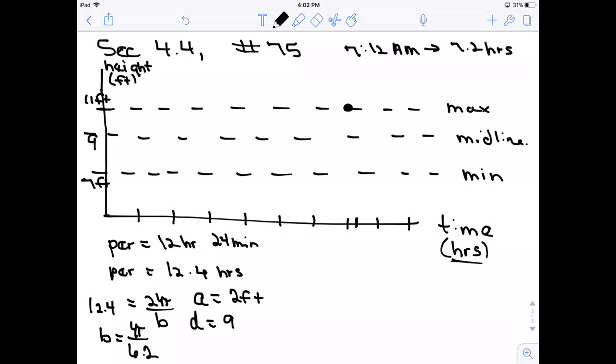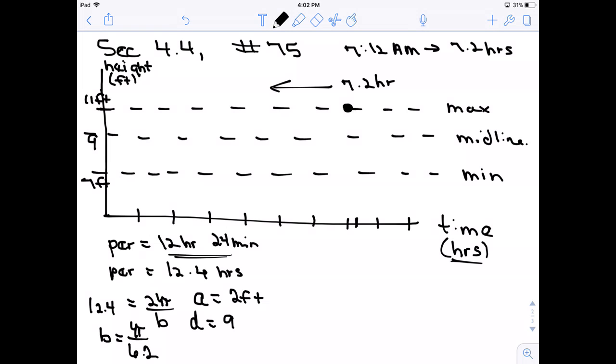Well, if you know this is your maximum right here, you can work backwards. Notice that this is 7.2 hours over. If I take half, because we know if that's the max, the min's going to happen in half of a period. Again, 12 hours is roughly a full period, so half of that is 6 hours, or excuse me, we can just say 6.2 hours. So go back 6.2 hours, and that's going to take us to 1 a.m.